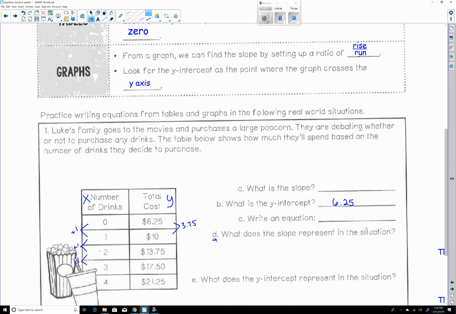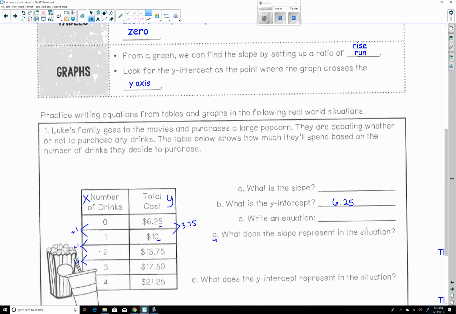Okay, if that didn't make sense to you, what you could do is grab your calculator and do 10 minus 6.25. So it's kind of going a little bit backward. We would take our larger number, or our second value, and subtract our first value, and that would get our change and what we'd have to add to the first value to get to the second value.